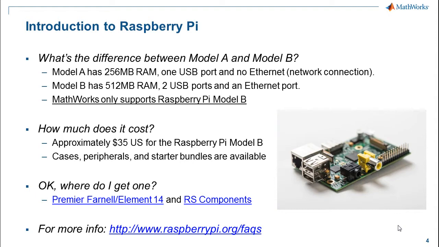How much does it cost? It's approximately $35 in the US for the Raspberry Pi Model B. Cases, peripherals, and starter bundles are available from a variety of vendors. And where can you get one? A couple places to start is Premier Farnell or Element 14 and RS Components, and there are many other small internet vendors that offer Raspberry Pi. You can Google one probably right now. And for more information about the Raspberry Pi, check out their FAQ at raspberrypi.org.